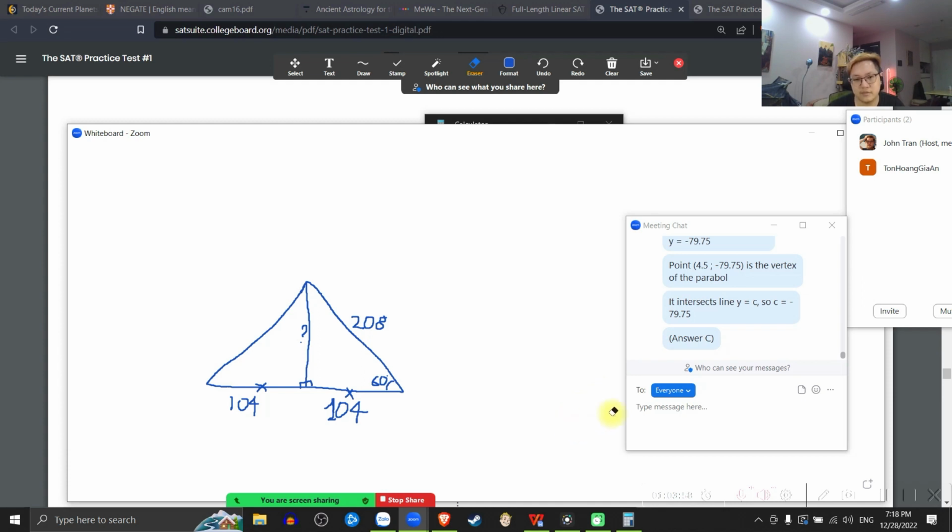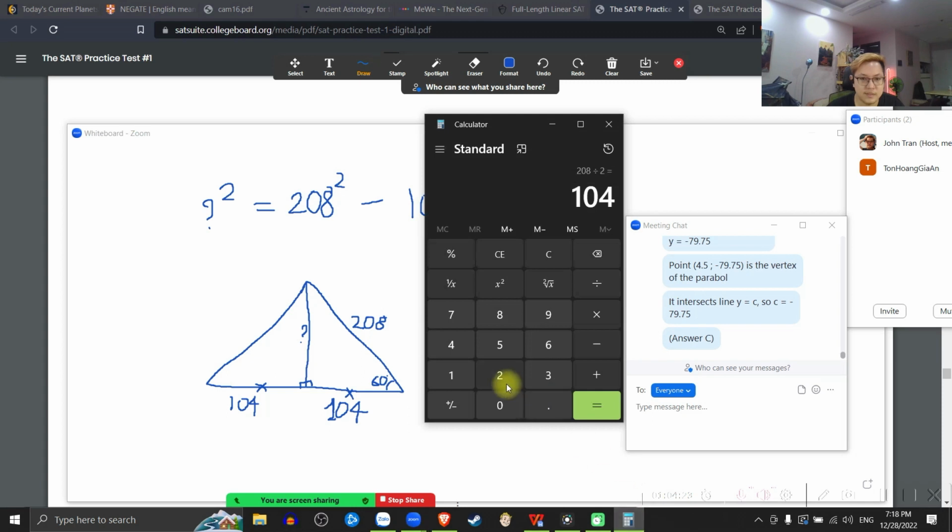Of course, we have a formula. Có thể dùng định lý Pythagore ra thôi. You can just do Pythagorean. And then this question mark squared equals 208 squared minus 104 squared. Đó, định lý Pythagore ra thôi. Just use Pythagorean and you get it.